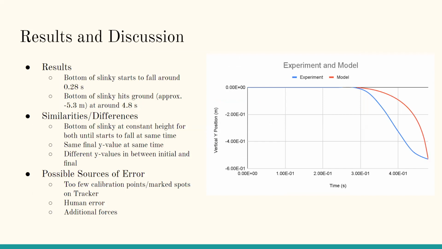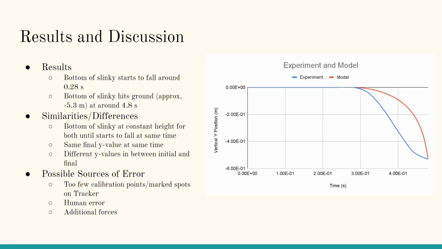Again, here are the results of my experimental data and computational models comparison. The y values were consistent at the beginning and the end, from 0 seconds to around 0.28 seconds, and then again at about 4.8 seconds. The y values during the bottom of the slinky's fall, however, were quite different.